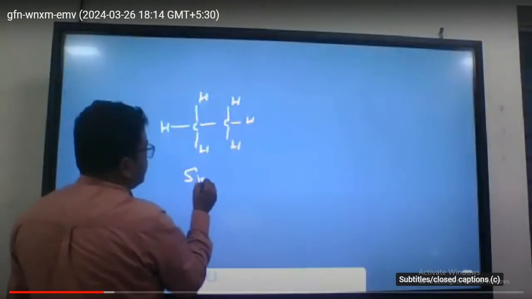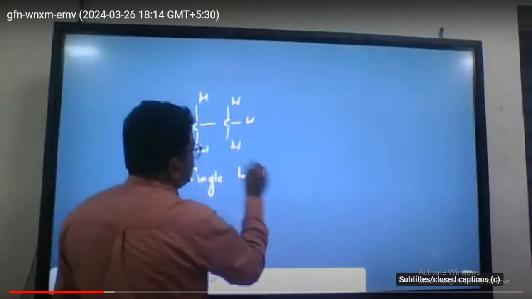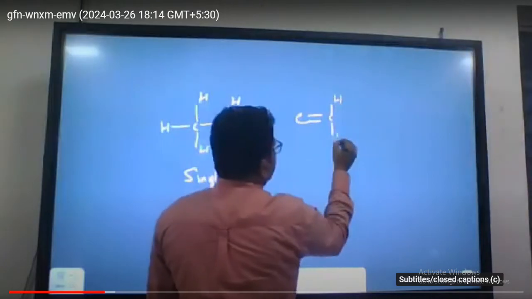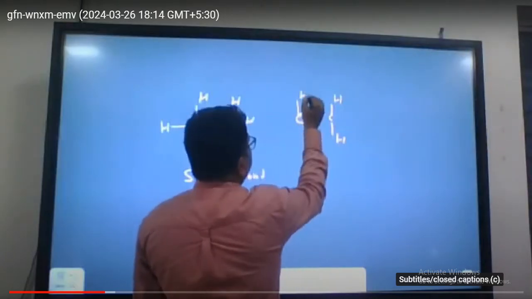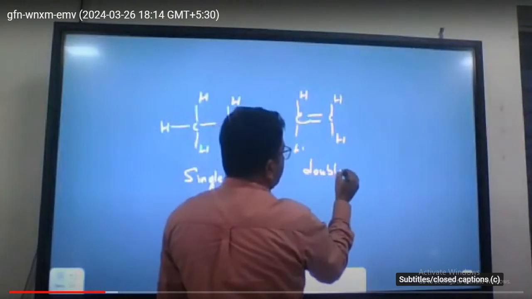This organic compound is ethane. Ethane contains a single bond. Next, this one contains a double bond. We call this one a double bond.